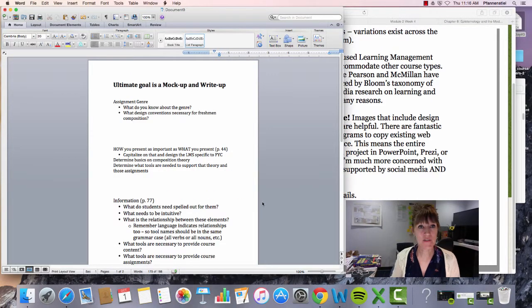The last assigned reading for this class is the Writer-Designer textbook. You're not obviously reading the entire thing, you're just reading a few selections that'll be most helpful for this particular project. I wanted to point out just a couple things that'll be really helpful as you as a group move forward for this.